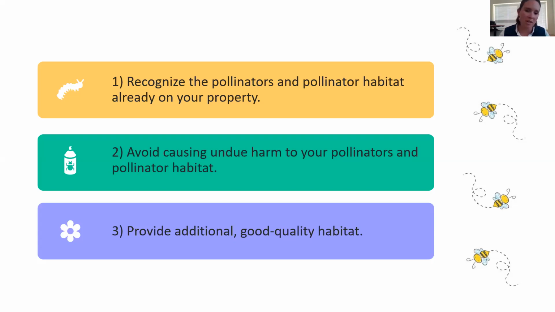All right, so the third one is provide additional good quality habitat. So we touched on this a lot when we talked about what pollinators need, and that's really to pay attention to bloom time, plant mostly native, plant as high a diversity as you can, and provide that nesting and overwintering habitat. So some tips for success on this though, if you're providing additional good quality habitat, so this would be new habitat that you're adding on to what you already have.